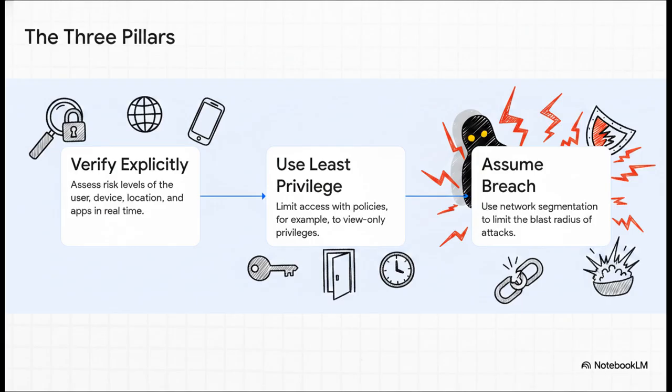Second, use least privileged access. Think of it like a hotel key card. Your key only opens your room and maybe the gym, not every single door in the hotel. You only get access to the bare minimum you need to do your job. And third, this is the real game changer. Assume breach. You operate as if the bad guys are already inside your network, because someday they just might be.